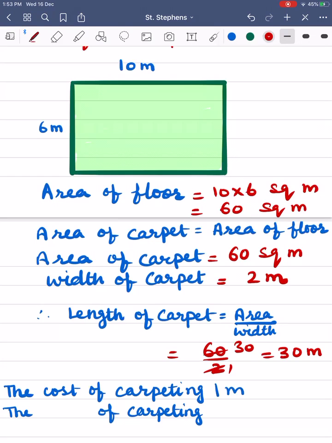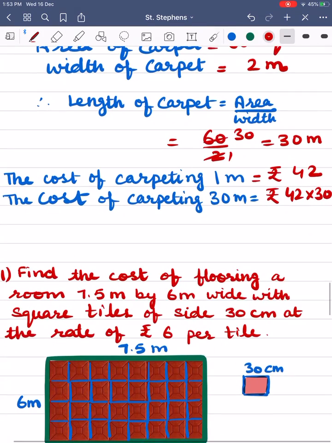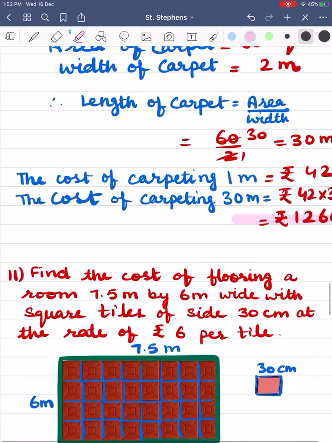Now the cost of carpeting 1 meter is equal to rupees 42. So the cost of carpeting 30 meters is equal to rupees 42 into 30, and we get here rupees 1260. So children, the cost of carpeting the floor is rupees 1260. Now let's move to question 11.